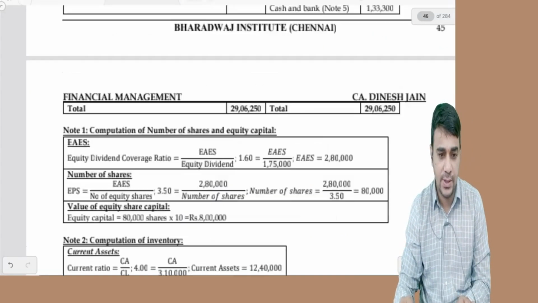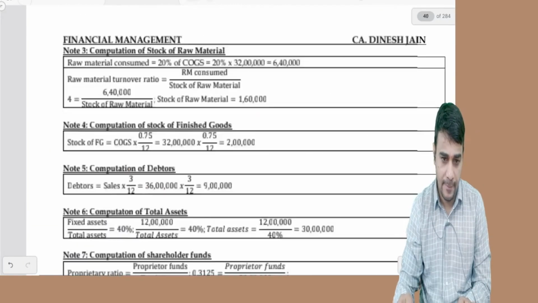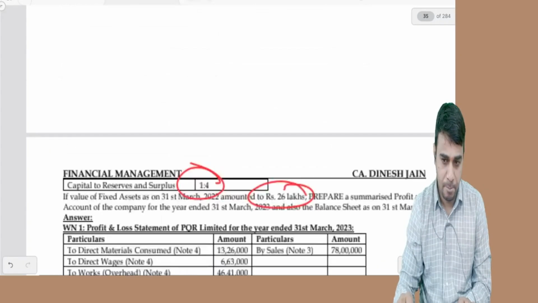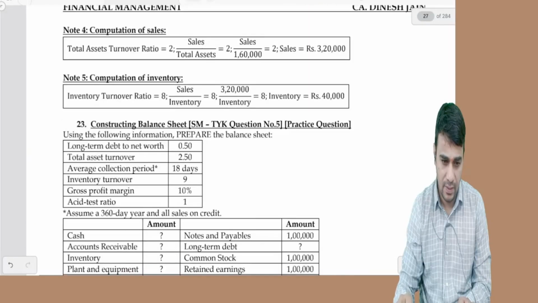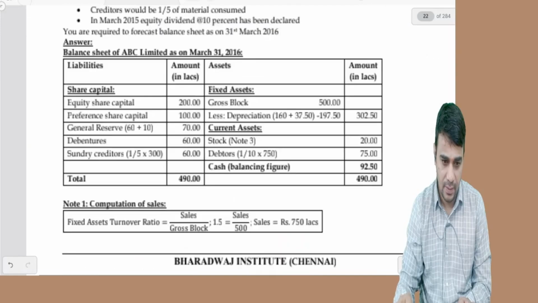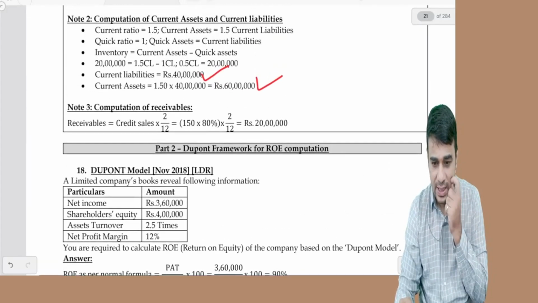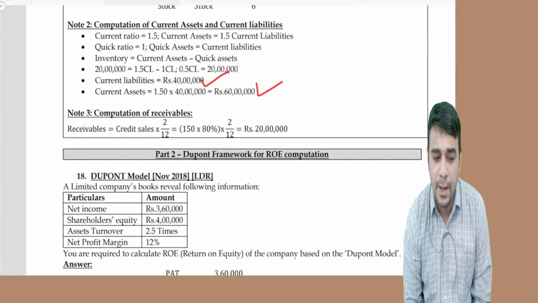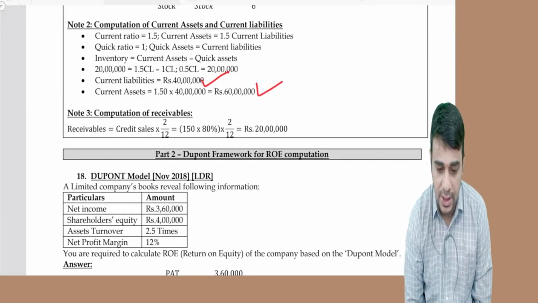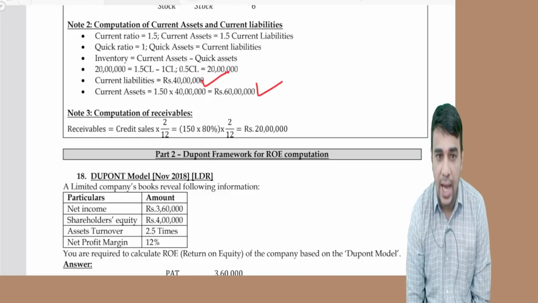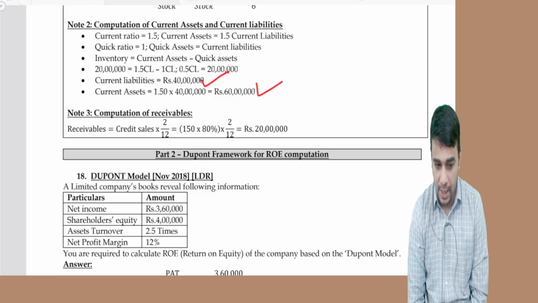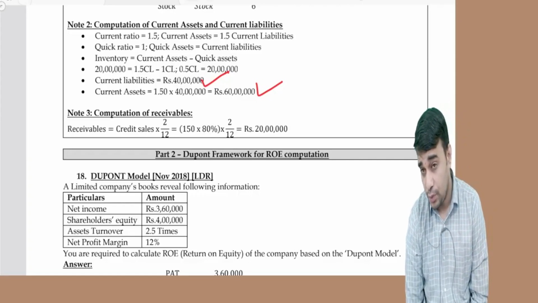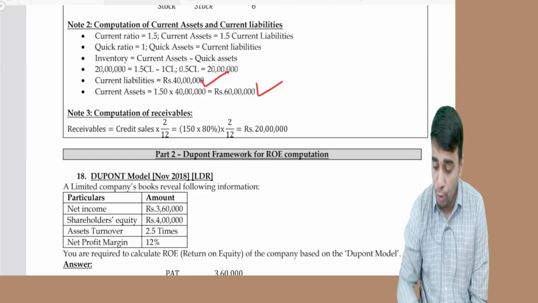That one pending question, let's close it now. Question 18. Limited company books reveal the following information: net income, shareholder equity, asset turnover, net profit margin. You are required to calculate ROE on the DuPont model.